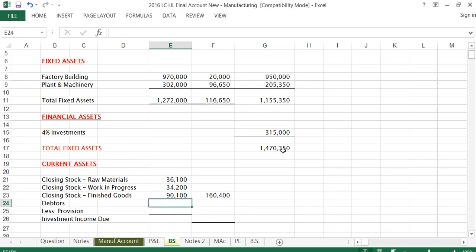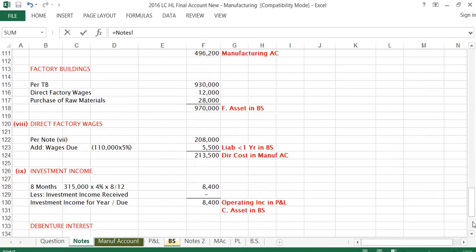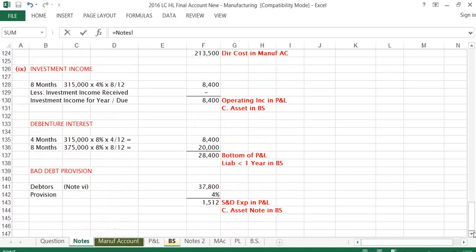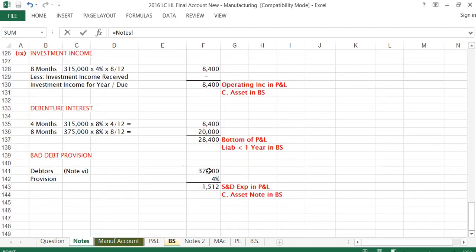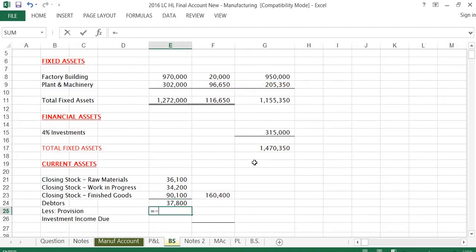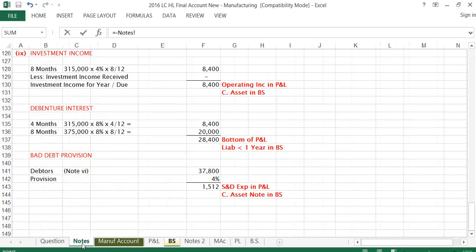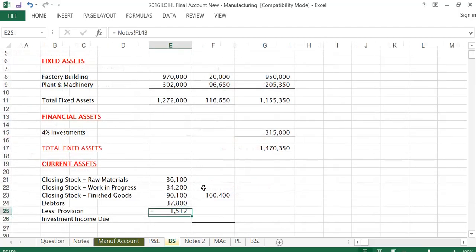My debtors, I can see from the last note that we did, the most up-to-date debtors figure was from note 4, 37,800. We can take it from here, same thing, 37,800. And I'm going to have to take away my provision for bad debts of 1,512. I'll just put in the 1,512 and take it away. So 37,800 minus the provision of 1,512 comes to 36,288.